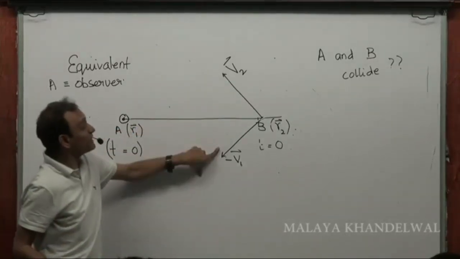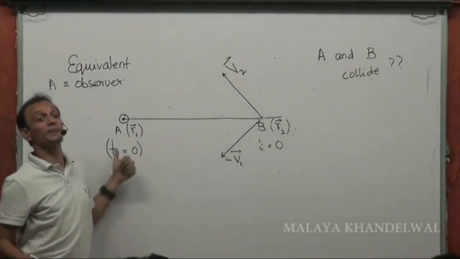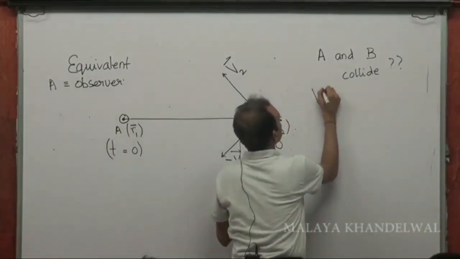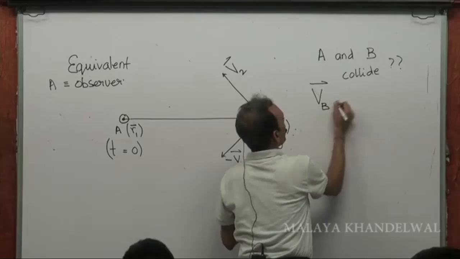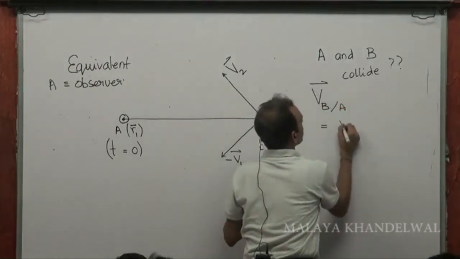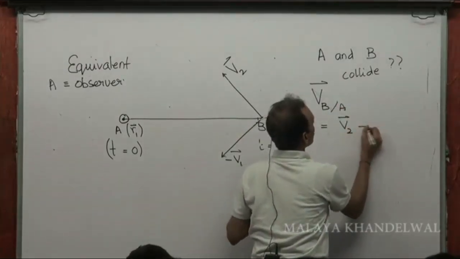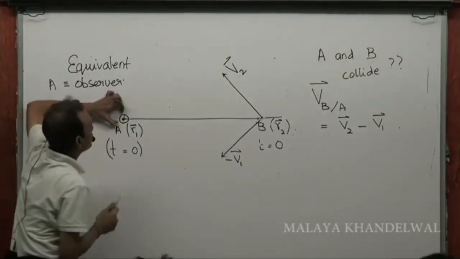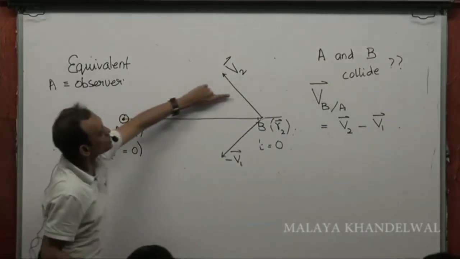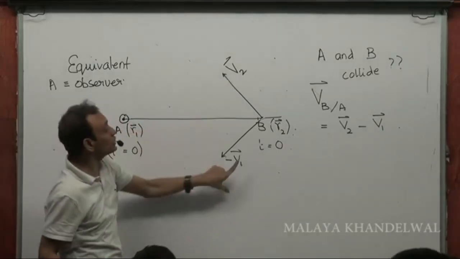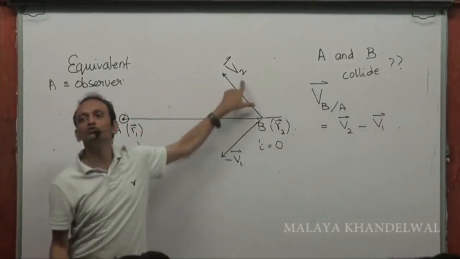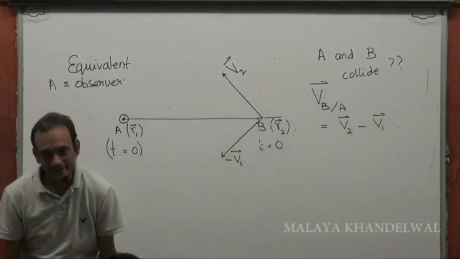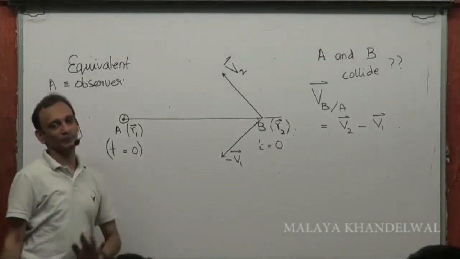So V2 plus minus V1 would be the velocity of B with respect to A. Yes or no? Right? So the velocity of B as seen by A is velocity of B minus velocity of A. If you imagine A to be fixed, the velocity of B would be modified to the tune of minus V1. V2 minus V1 would be the revised velocity of B. Right?